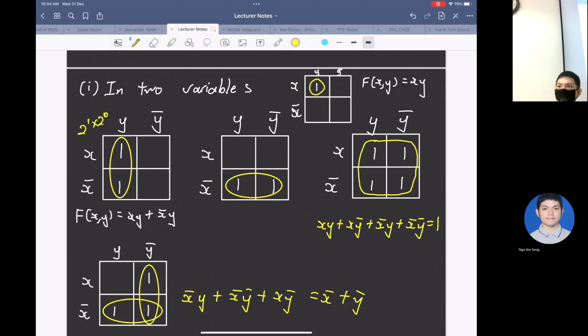So you need to pick the largest block, cover the 1s. In this case, once you cover here, these two are adjacent, right? So this block actually reduces to y. Why? Because from the algebra sense, this will become x plus x bar times y. But what is x or not x? It's topology, right? So 1 times y, so it becomes y.